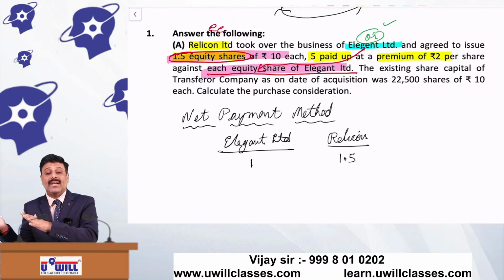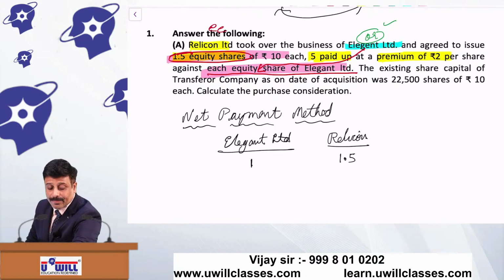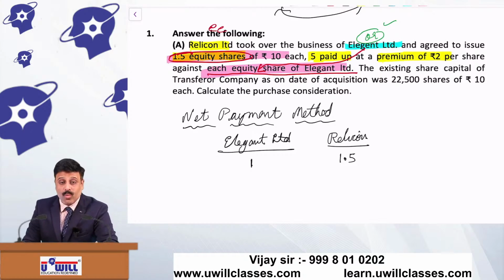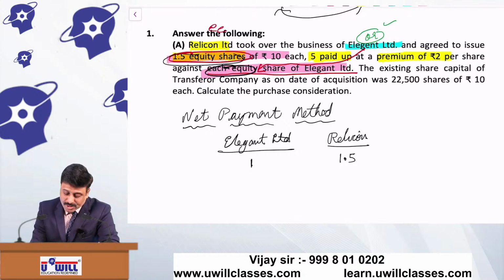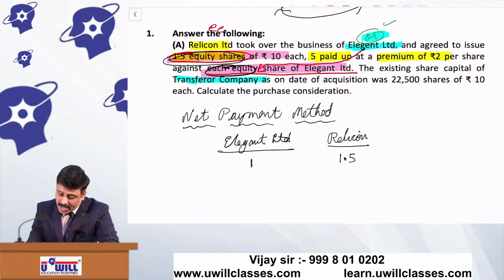So Relicon Limited gives 1.5 shares, as I explained just now, right? So particularly, Elegant Limited's one share, second part you take first: each share will get 1.5 shares of Relicon Limited. Now read the next sentence. The existing share capital of transferor company on date of acquisition. Transferor company means which company? Elegant Limited. Over here I made you mark it as transferor company. The existing share capital was 22,500 shares of 10 each.